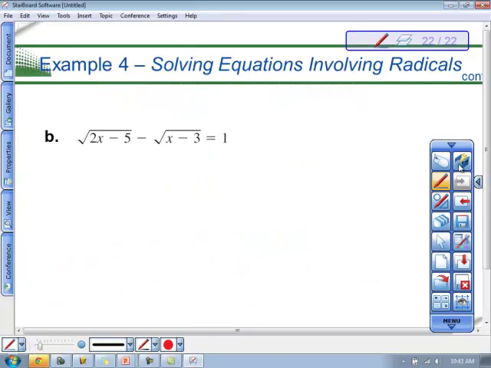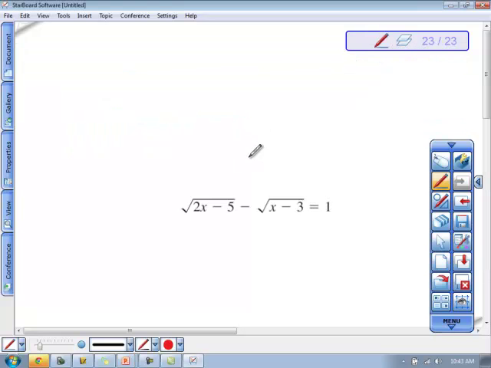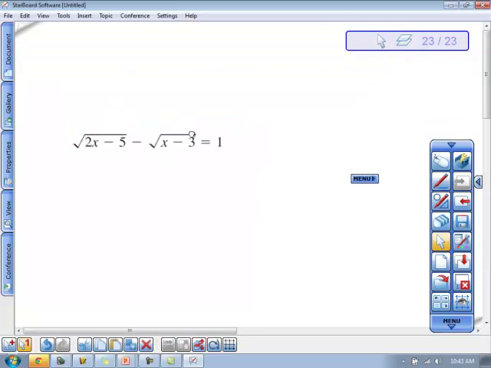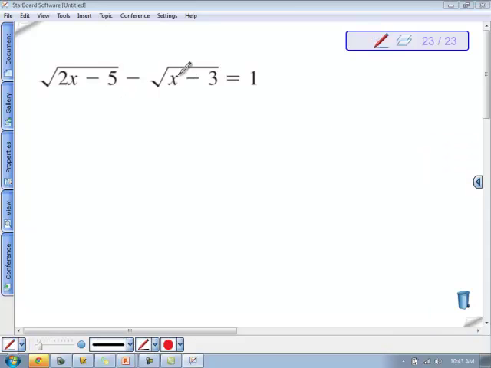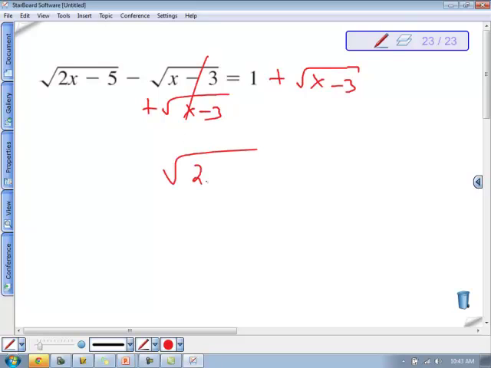Okay, now this one's going to be even more difficult. So let me move this over where we can get more room. These are going to be the hardest problems from the homework, doing things like these. We want to solve this. Obviously, we're going to need to square both sides. But first, I'm going to add to both sides the square root of x minus 3. So I added this to both sides. This gives me the square root of 2x minus 5 equals 1 plus the square root of x minus 3.